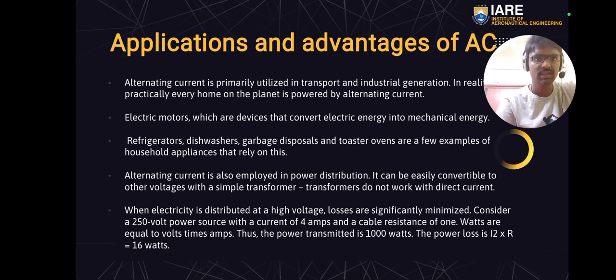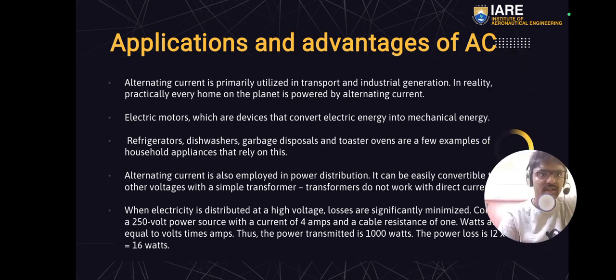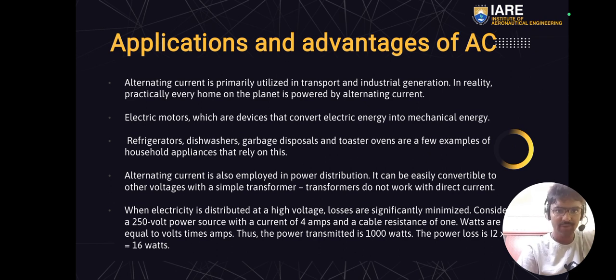So some of the applications and advantages of AC are here. Alternating current is primarily utilized in transport and in industrial generation. In reality, practically every home on the planet is powered by alternating current. Electric motors, which are devices that convert electrical energy into mechanical energy, and refrigerators, dishwashers, garbage disposals, and toaster ovens are a few examples of household appliances that rely on this. Alternating current is also employed in power distribution. It can be easily converted to another voltage with a simple transformer. Transformers do not work with direct current.